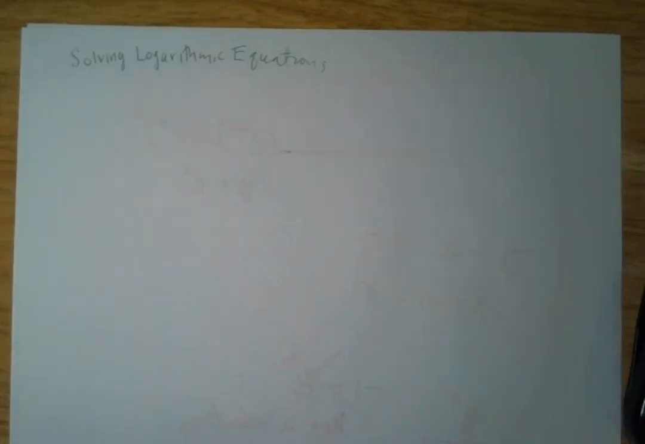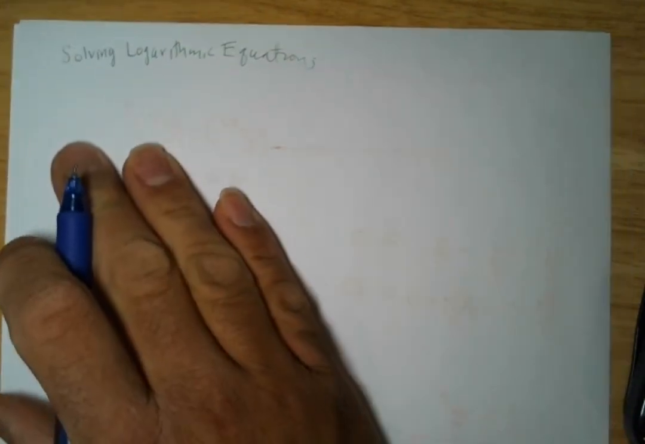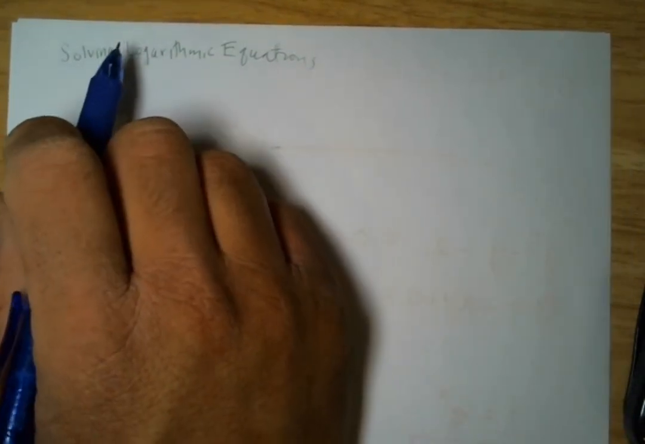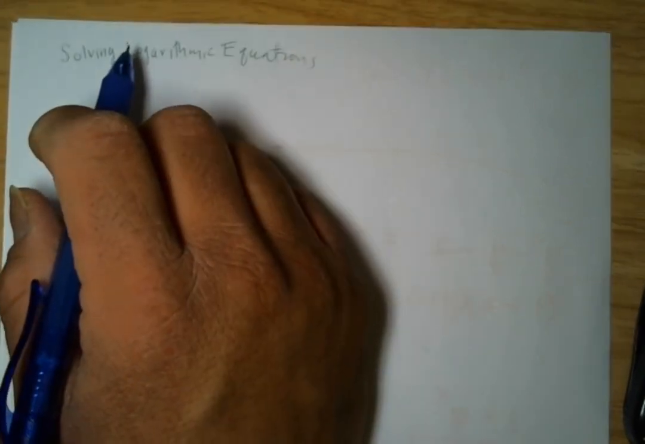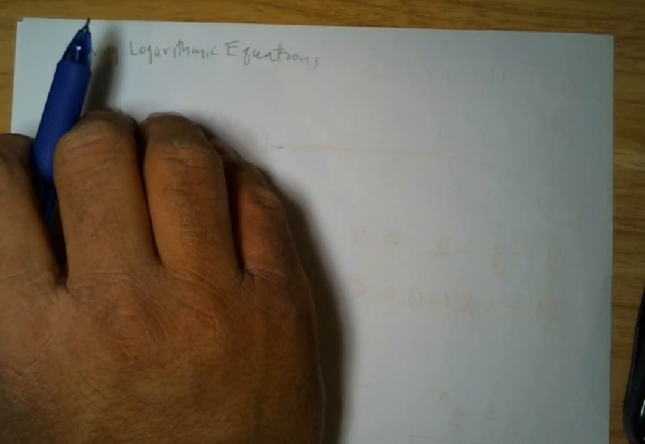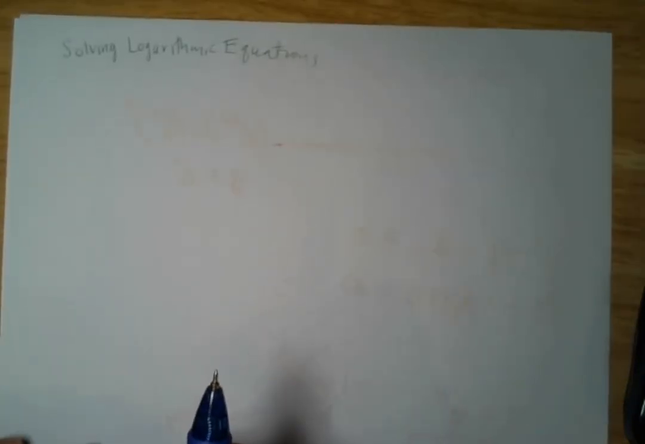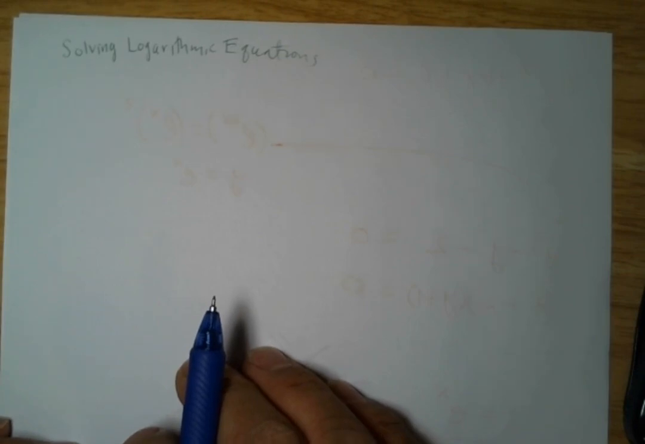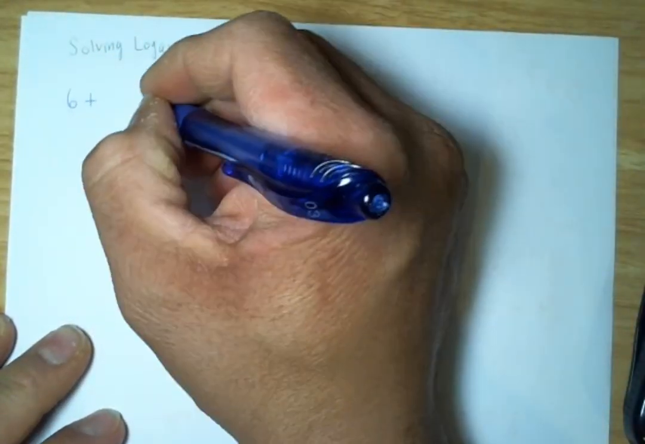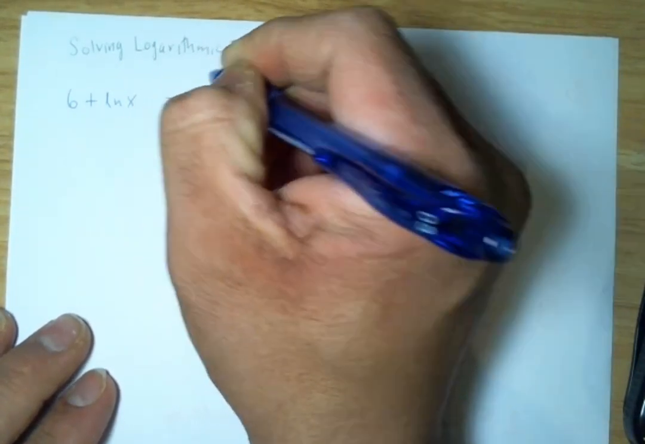Okay, so in this video we're going to go over solving logarithmic equations. To this point we've looked at solving exponentials, where our functions had the value that we're looking for, the unknown, in the exponent. But now we're going to take a look at, well, what if that variable was inside a logarithm to begin with. So let's look at 6 plus ln of x is equal to 10.